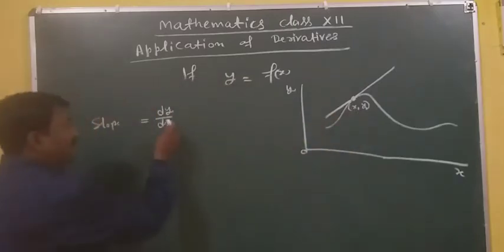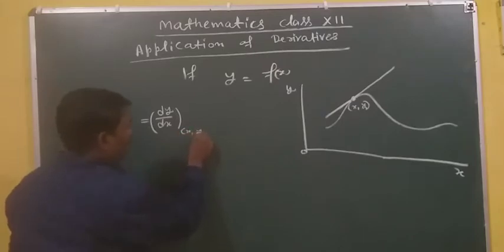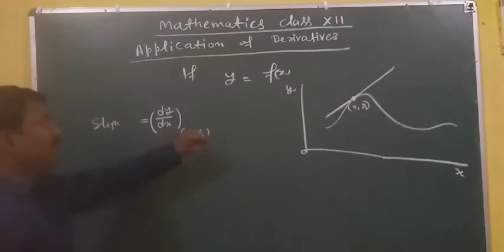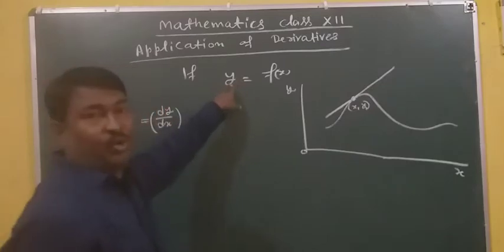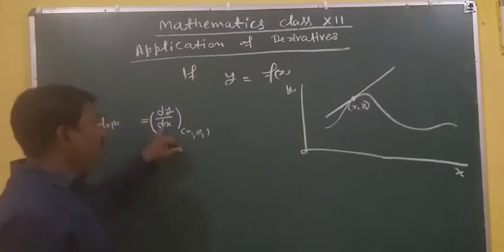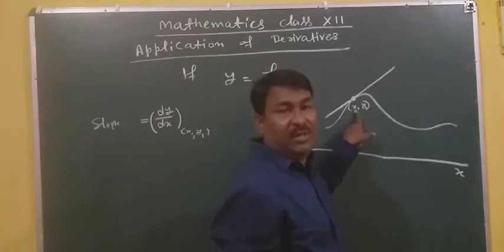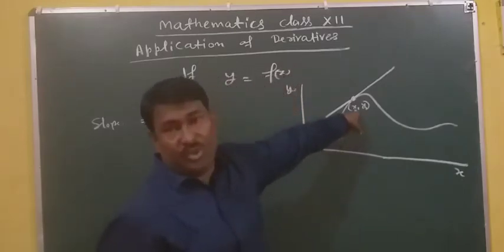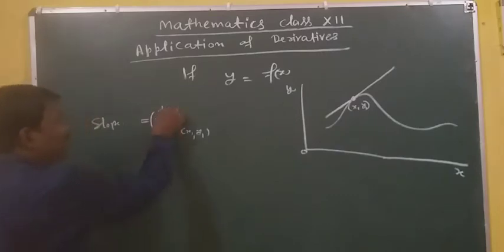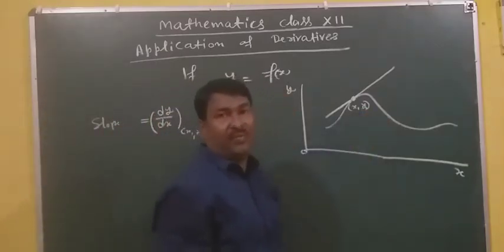And now at that point, what will be the slope? Slope at x1, y1 means just find the first differential coefficient of the given function. Thereafter, put into that the coordinate at which you have to calculate the equation of tangent or equation of normal. So this is your dy by dx at a particular point, suppose x1, y1. So this is the slope of the tangent drawn at a point x1, y1 on the curve.